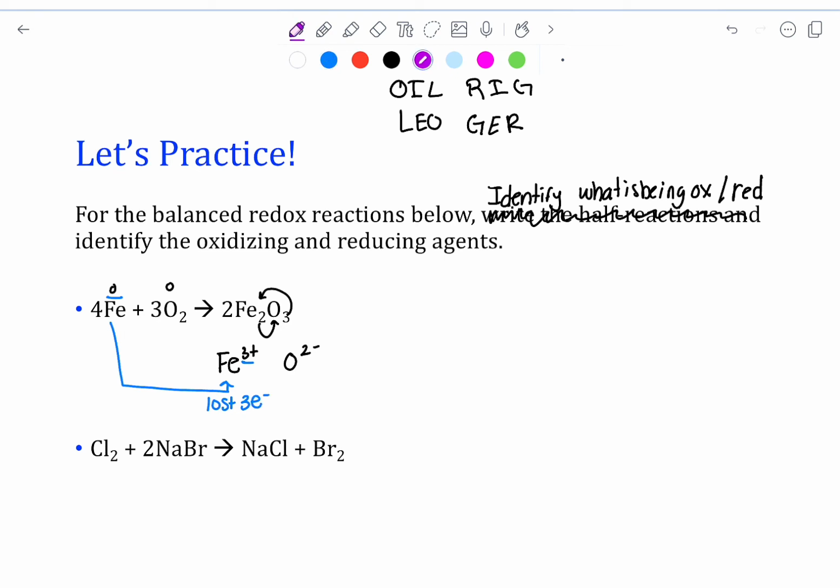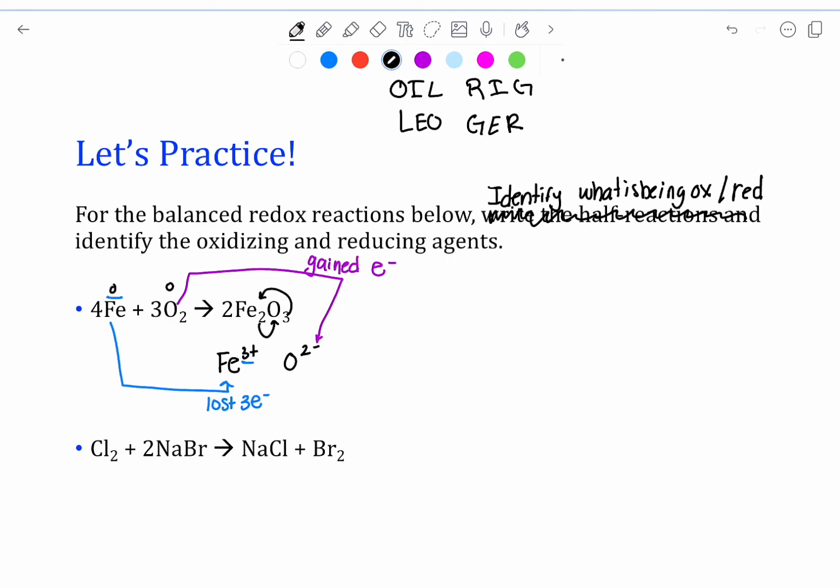For oxygen now, oxygen went from 0 and it turned into oxygen with a 2 minus charge. In order to go from a neutral charge to a 2 minus charge, in order for it to get more negative, we had to add on more electrons, right? An anion is the gain of electrons. If I have more electrons than protons, it's more negative. So this one gained electrons.